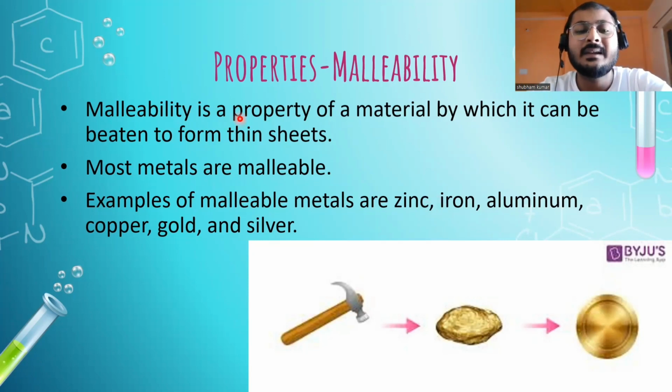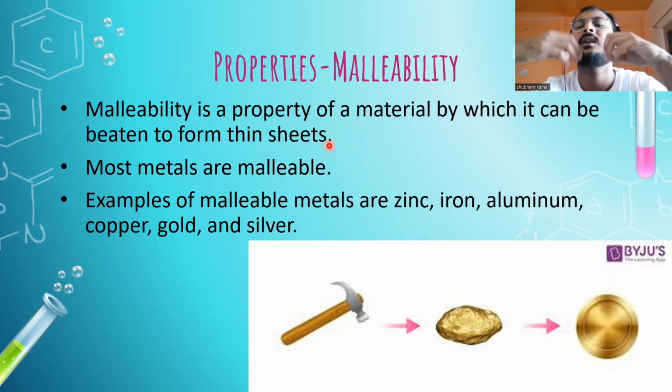Okay, so let us first come to the definition. Malleability is a property of materials by which they can be beaten to form thin sheets. Metals are beaten using a hammer or something else, and they are converted into beautiful thin sheets. So most of the metals are malleable. Examples of malleable metals are given here, like zinc, iron, aluminium, copper, gold, and silver.